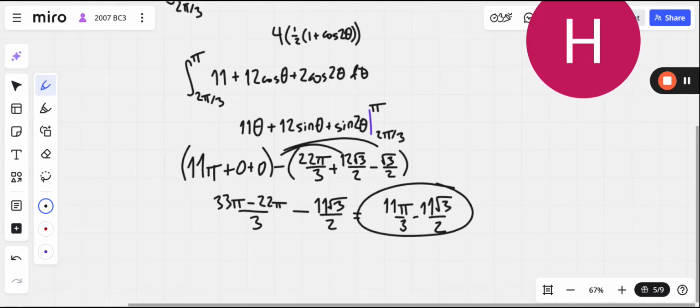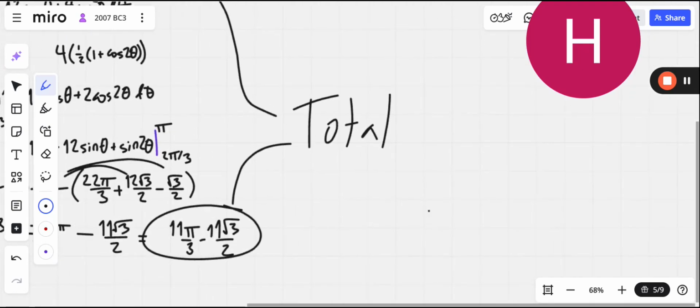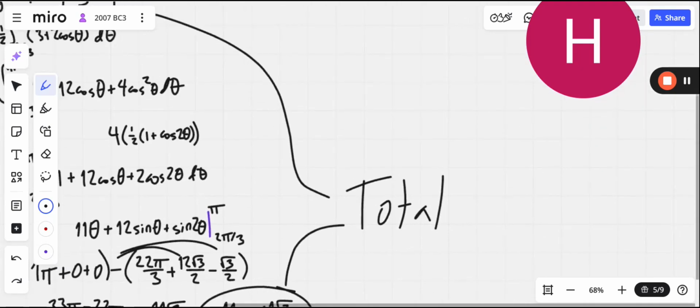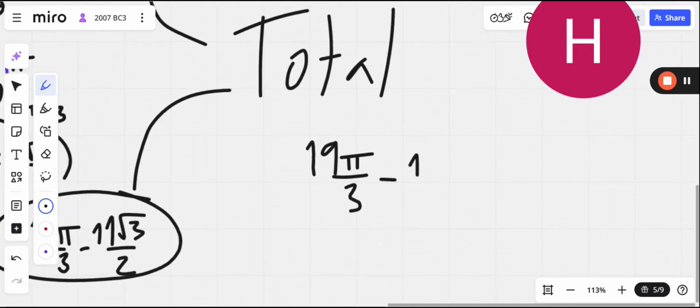So we get 11 pi over 3 minus 11 rad 3 over 2. Okay. We're going to combine those together, right? The total is simply going to be, let's see, we have 11 pi over 3 and 8 pi over 3 for a total of 19 pi over 3 minus 11 rad 3 over 2.